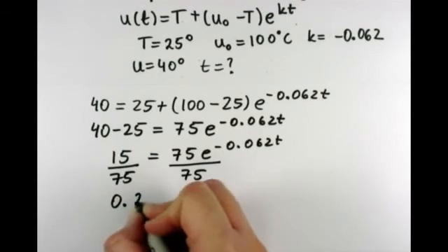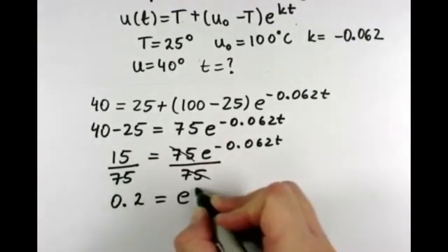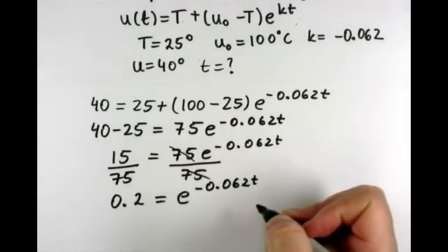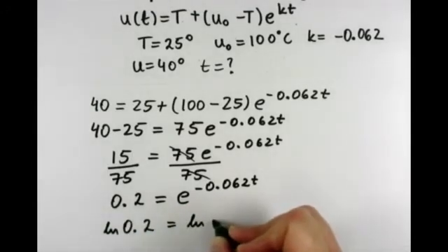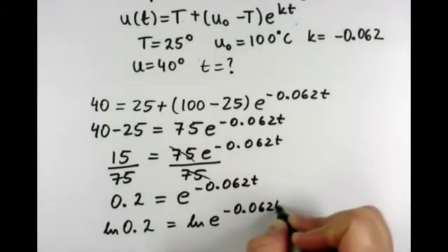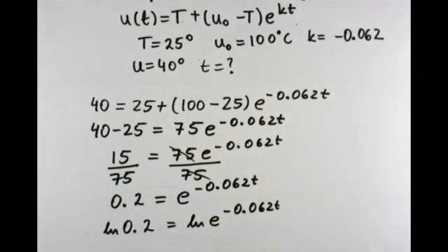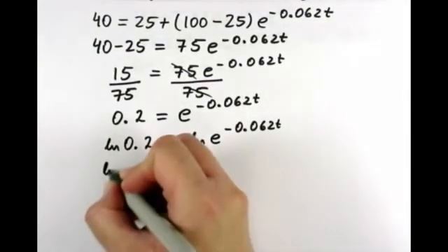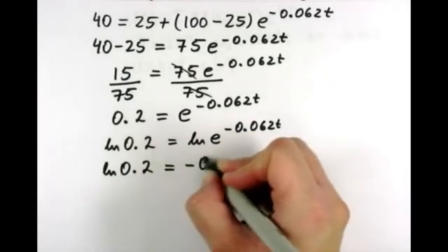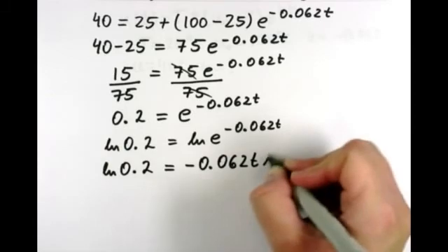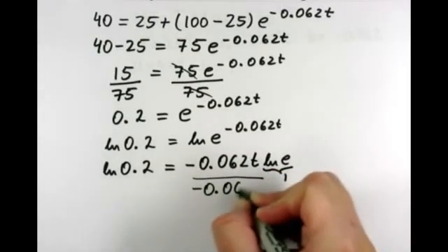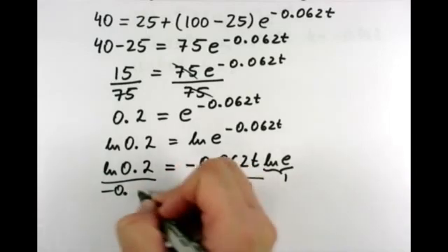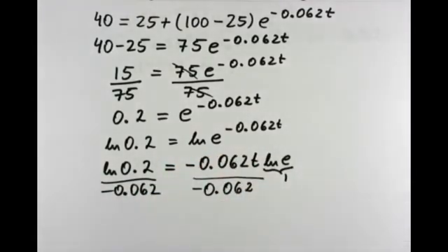So this gives me 0.2 is equal, this cancels out, e to minus 0.062t. We can take log. ln 0.2 is equal to ln e to minus 0.062t. Bring the exponent down. By the property of log, we can bring the exponent down. So we have ln 0.2 is equal to minus 0.062t ln e. We know that ln e is 1, so we can divide by minus 0.062. Then this cancels out.